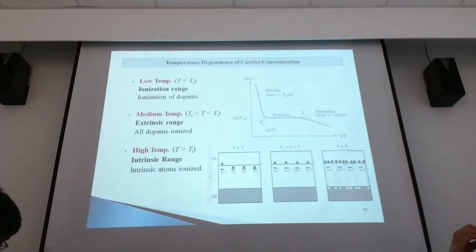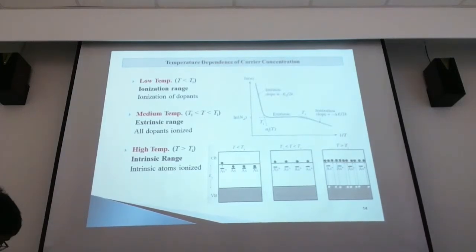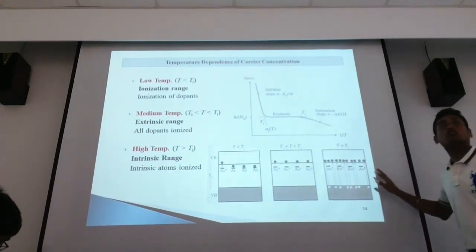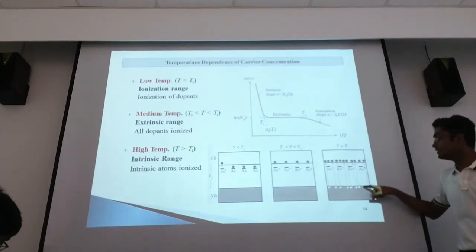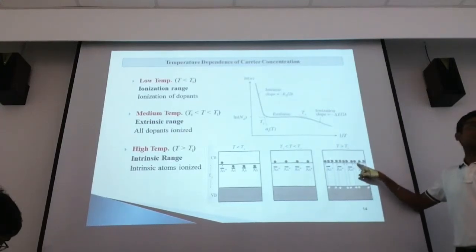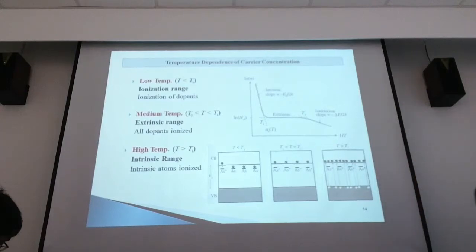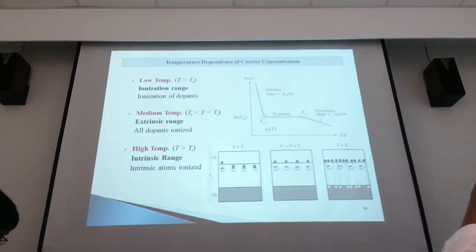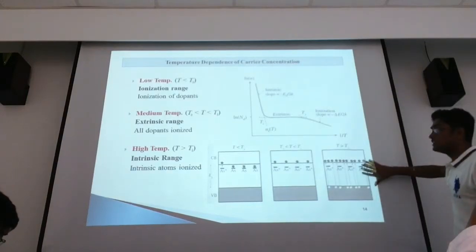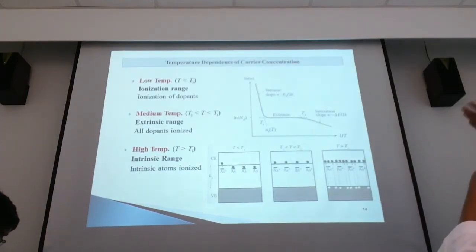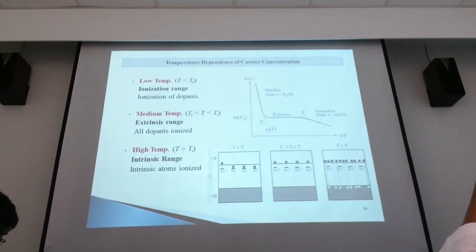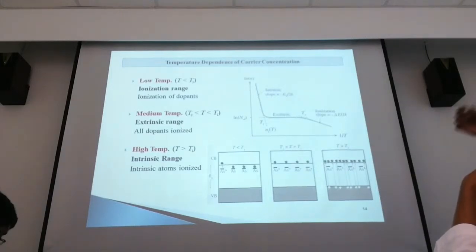Why do you have only intrinsic atoms ionized at high temperature? Because you need high temperature to excite these electrons to here. You need high temperature because you need to cross that band gap, that Eg. So let us say this Eg is 1.1 electron volt or 1 electron volt. So basically you have to apply 1 volt of potential, or you have to heat to 1 electron volt of energy.